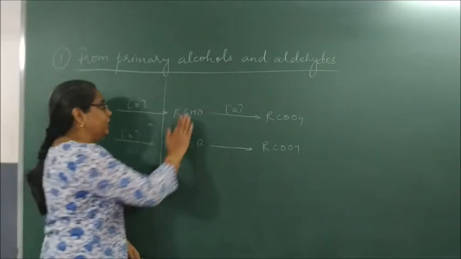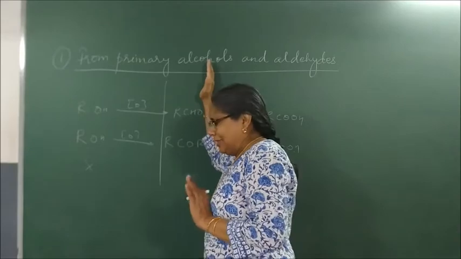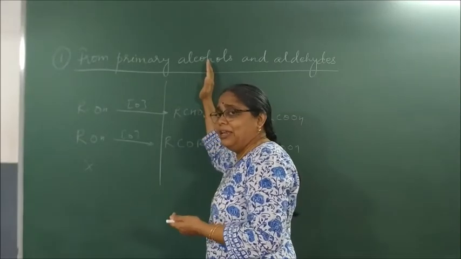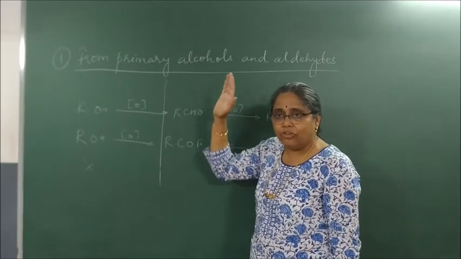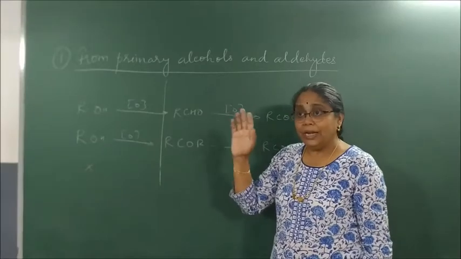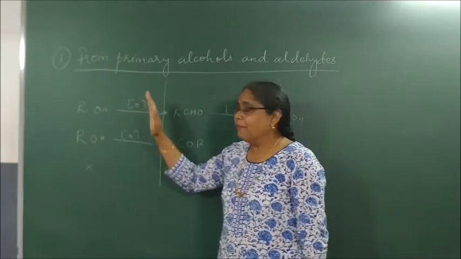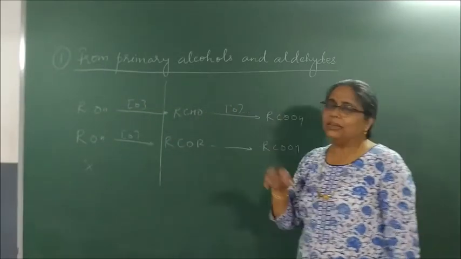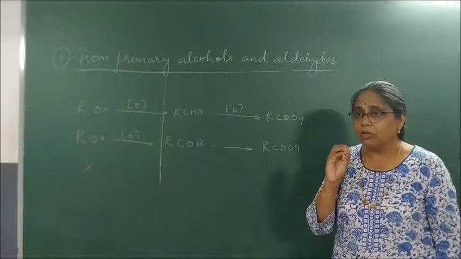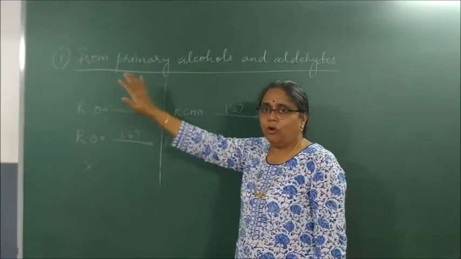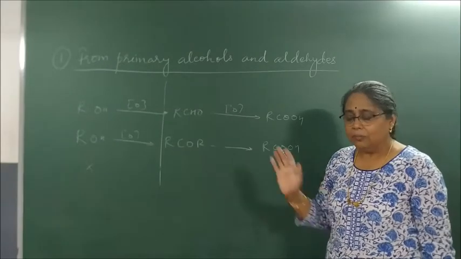But if I want only till aldehyde, then what should I use? PCC, pyridinium chlorochromate. If I want alcohol only till aldehyde, then I should use PCC or PDC, pyridinium chlorochromate or pyridinium dichromate. But if I want from aldehyde to acid, I can use any oxidizing agent. So basic logic, if I want to go from alcohol to aldehyde and acid, I should do what? Oxidation. Clear? Please write.